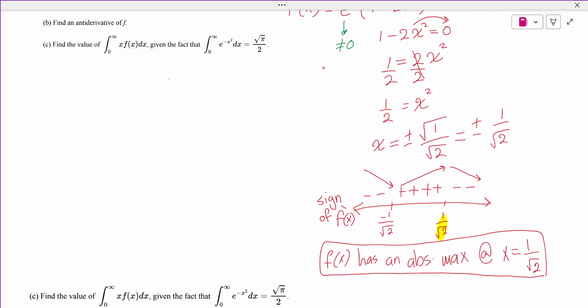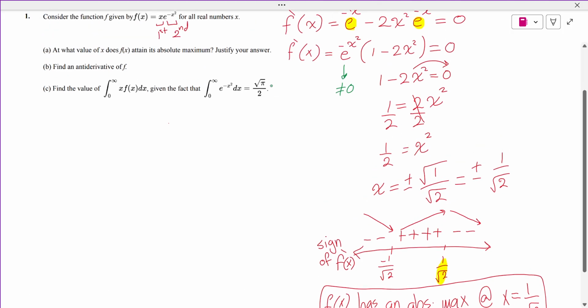Okay, so moving to part B, this is find the antiderivative of f, and antiderivative means integral. So for part B, we need to find the integral of x times e to the power of minus x squared dx. Now, notice that we cannot apply the power rule of integration, integration by parts, long division or completing the square.